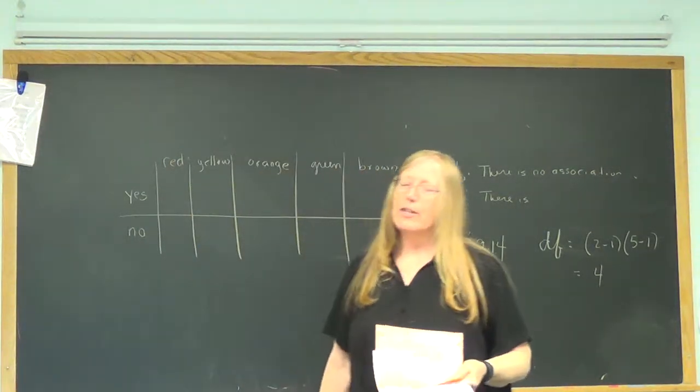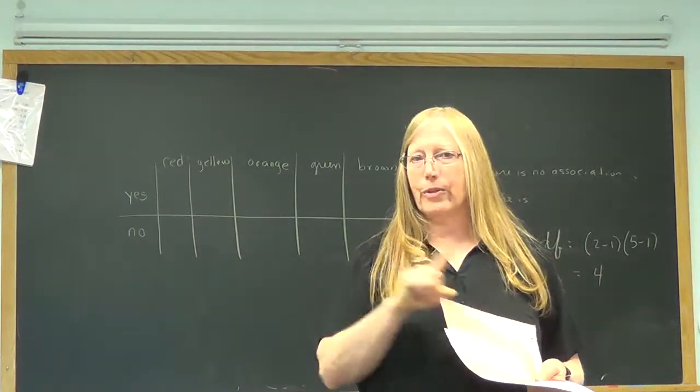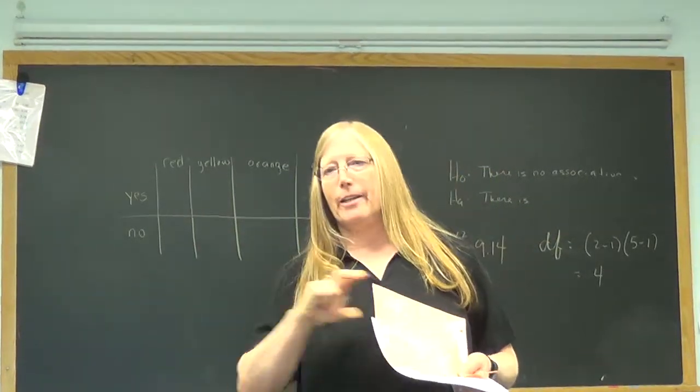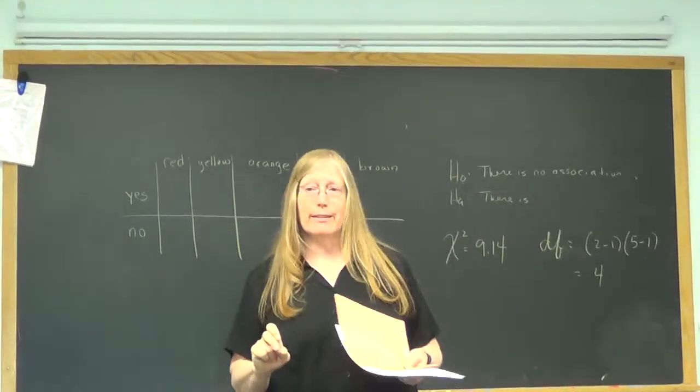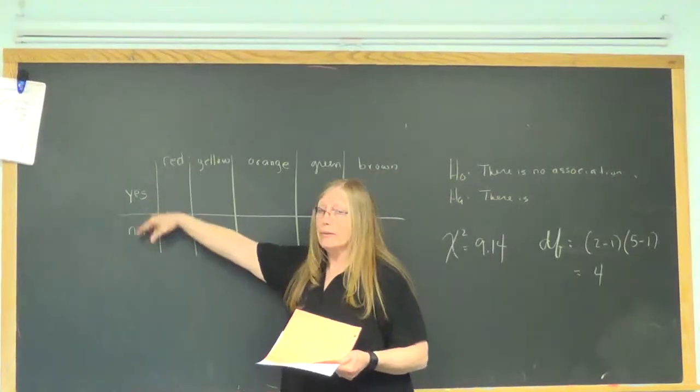Well, for goodness of fit, we only had one set of values. Like we had M&Ms that were red, blue, green. So we only had number of categories minus 1. So goodness of fit was always a one-way chart. We didn't have a 2 by. Same answer.